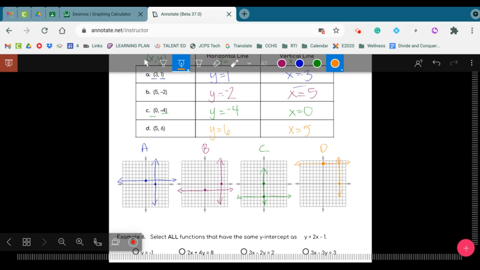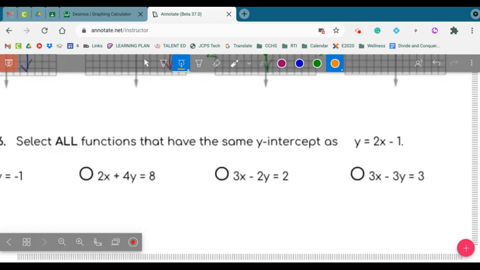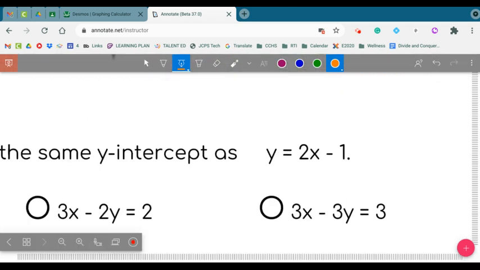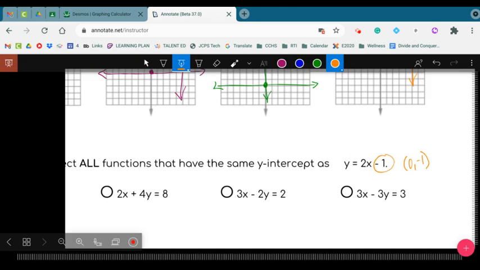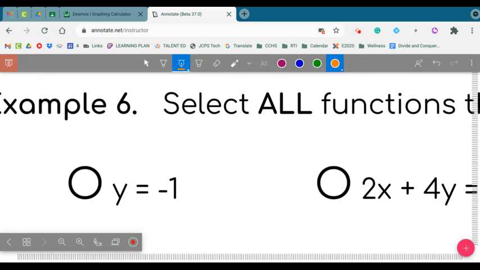Okay, now let's go down to the bottom. Select all the functions that have the same y-intercept. So if you guys remember, our y-intercept is the number that's not next to x. So this y-intercept would be 0, -1. So I'm going to figure out which ones also have a y-intercept of -1. This one clearly does because it says y equals x minus 1. So we're going to fill that in.